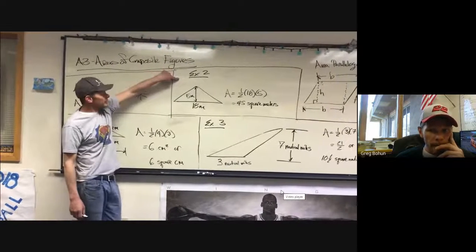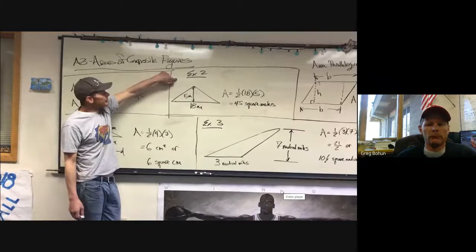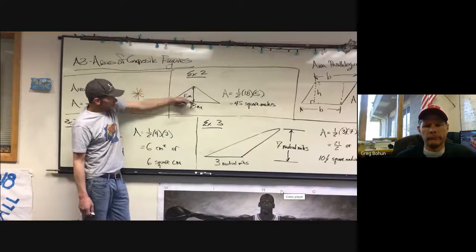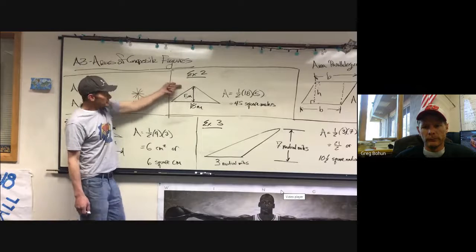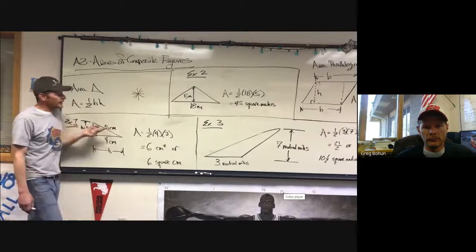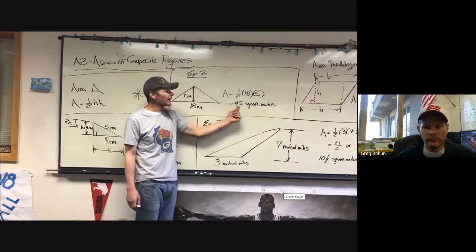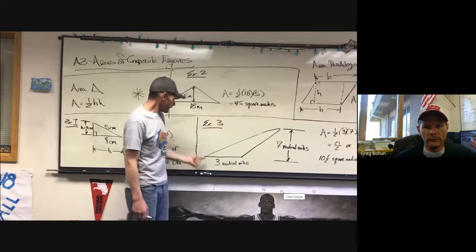Okay, example 2. Area is equal to 1/2 the base times the height. It's just a little different problem here. We have the height measured as an altitude. This is called an altitude of the triangle versus a side length, right? So area is 1/2 the base of 18 times 5, 9 times 5, or 45 square meters.